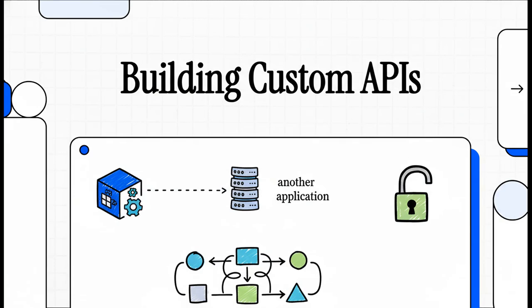Hey everyone, today we're diving into Business Central to talk about unlocking your data. We're going to walk through how to build a custom API from the ground up, creating a really secure bridge between your business data and pretty much any other application you can think of.